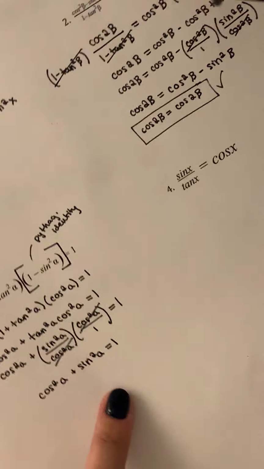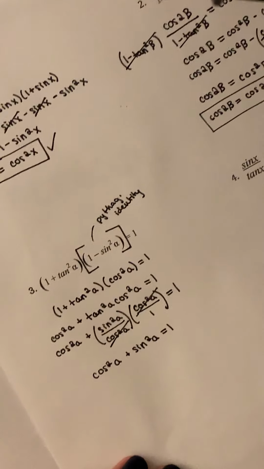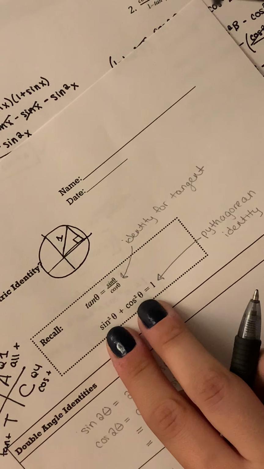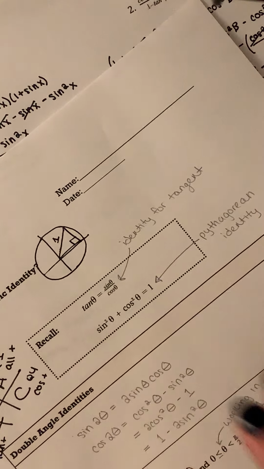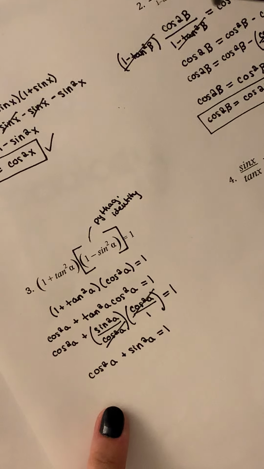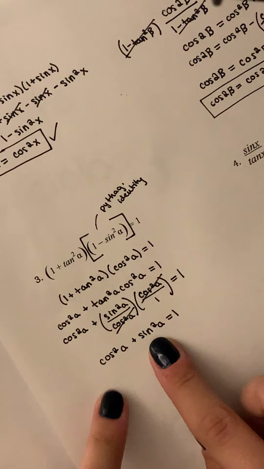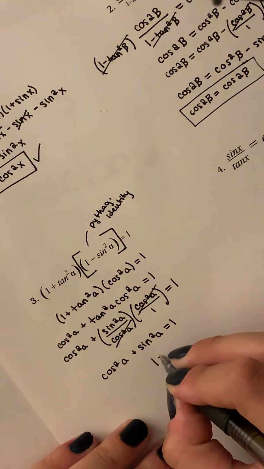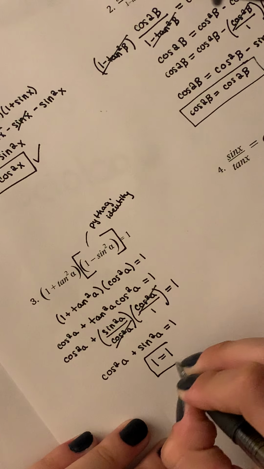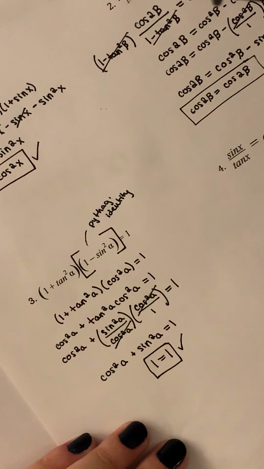When we look at this, we've actually just solved our solution. What we have here is equal to the Pythagorean identity, which is sine squared plus cosine squared equals 1. Here we have cosine squared plus sine squared equals 1. So we know that this side will equal 1. And that checks out.